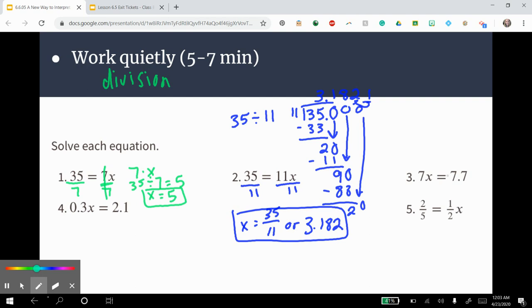All right, so let's go over number 3. Since 7x means 7 times x, I'm going to divide by 7 on both sides. Oh, this one's going to divide evenly, not like the last one. Okay, cool. So now I'm left with 7.7. Oops, I wrote that unclearly. Let me rewrite that. 7.7, or 7 7/10, divided by 7.